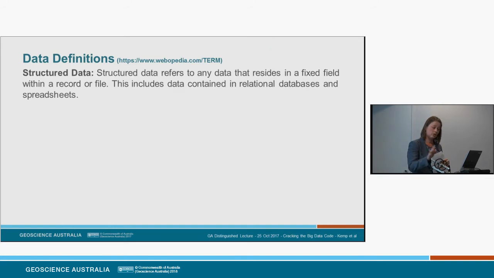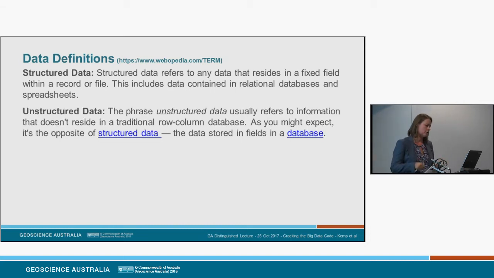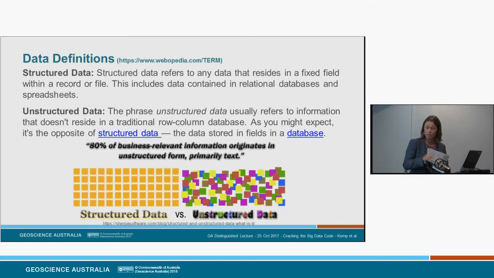So we're going to continue on with some more definitions. I also want to explain structured data versus unstructured data. Structured data refers to any data that resides in a fixed form. So this includes data that could be in relational databases, spreadsheets, and other structured data types. Unstructured data is stuff that doesn't reside in traditional row-column data sets. So here's a little bit of a diagram. We've got structured data, which could be databases, spatial data, spreadsheets. And then we've got unstructured data: text, images or video.